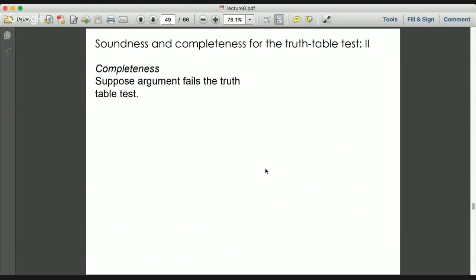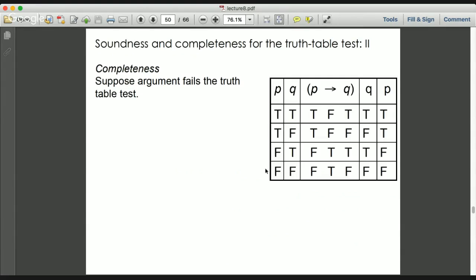Completeness is kind of the other way around. Suppose the argument fails the truth table test. Here's a very similar argument, just slightly the other way around. If P then Q, Q, therefore P. This is what we just saw a moment ago, affirming the consequent.